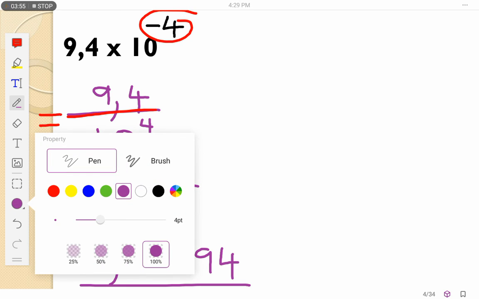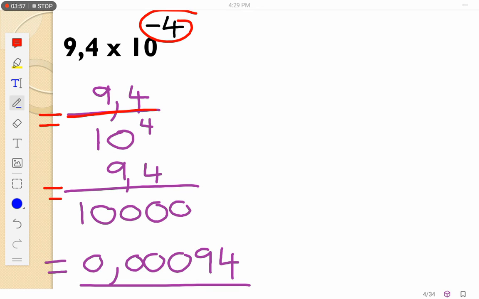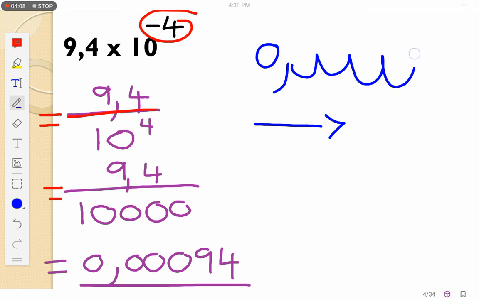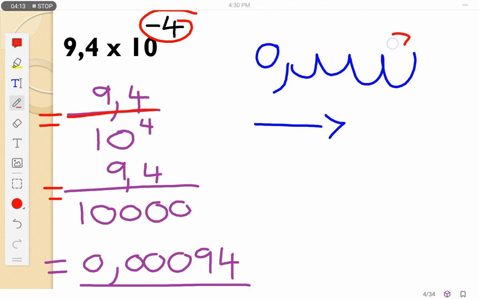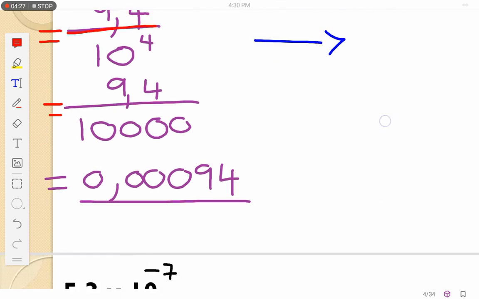Then the other method that I was talking about, where we consider the 0 point. I'm going to shift 4 positions going this side. So I'll say 1, 2, 3, 4. And when I go to 4, that's where we are going to have our 9, comma, then we have our 4 there. Then all these other positions I'm going to fill up with zeros, like that. So it's going to be 0.00094. Let's have another example.